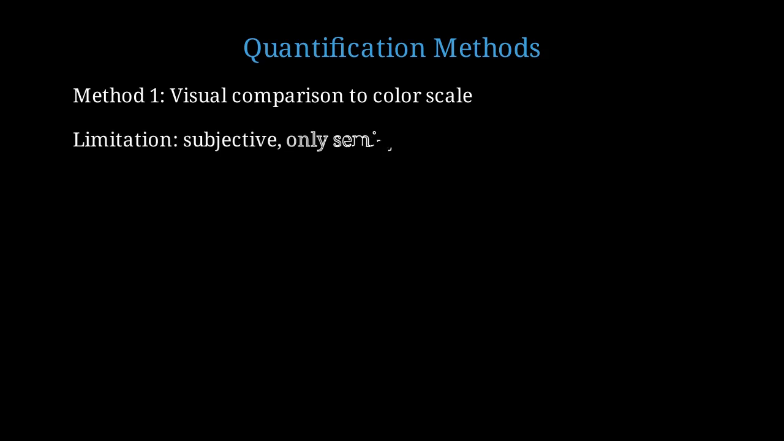How do we get quantitative results from paper devices? This is crucial for clinical applications. The simplest method is visual comparison. The device includes a printed color reference scale. The user matches the test zone color to the scale. This is subjective and operator dependent, typically providing only semi-quantitative ranges like low, medium, high.